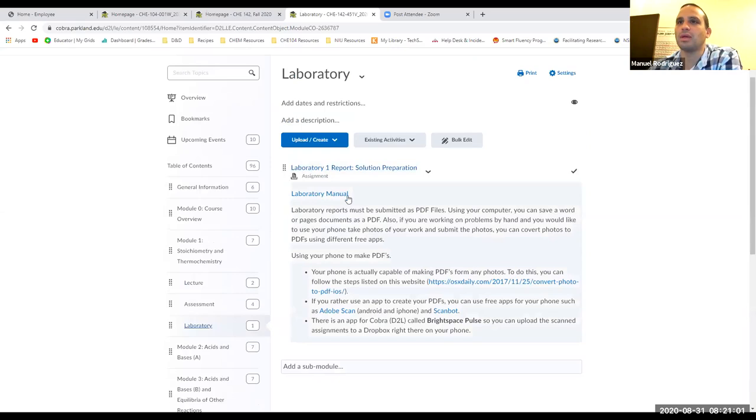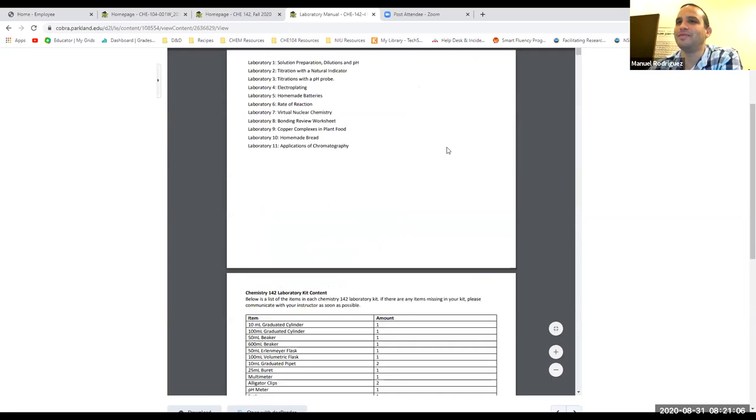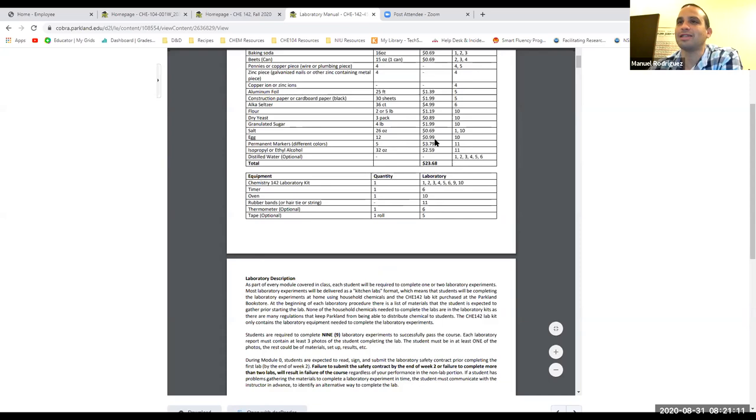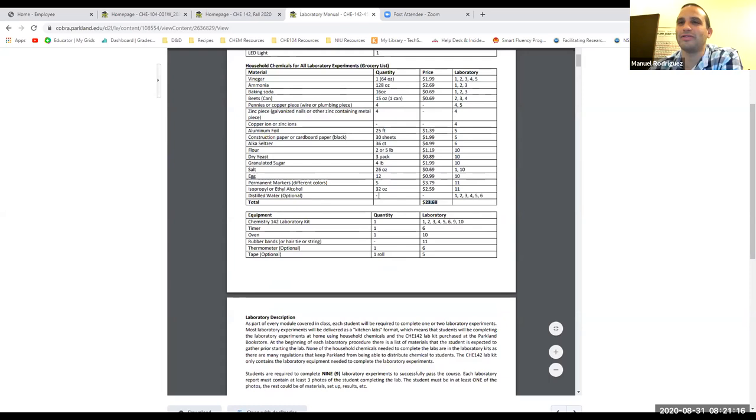Lab manual, let me open it. So this is the list of the chemicals that you need for the whole semester. It's about 23, but I'm actually gonna get rid of this one, so it's gonna go down to 20, because it's gonna be really hard to find alcohol nowadays, so I'm gonna try to use something different. So that's gonna make it actually a bit cheaper. So it's gonna be less than $20 for all the labs.